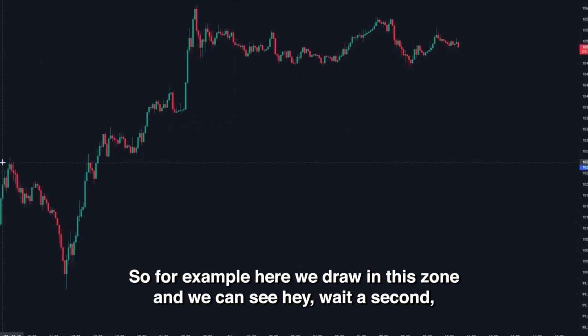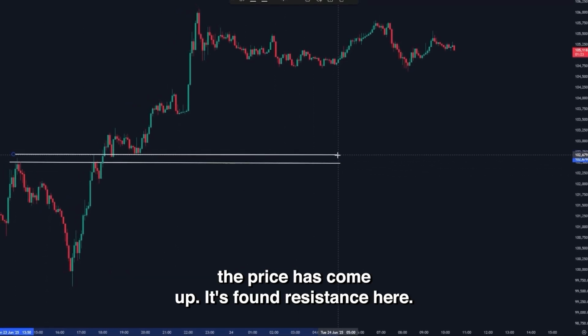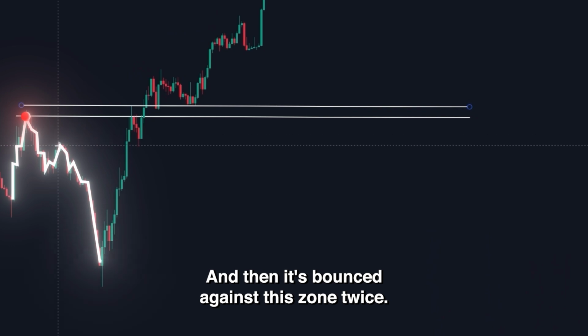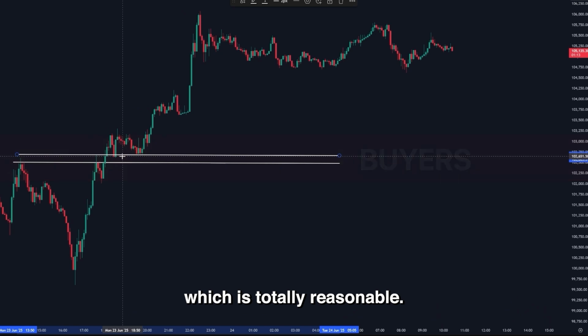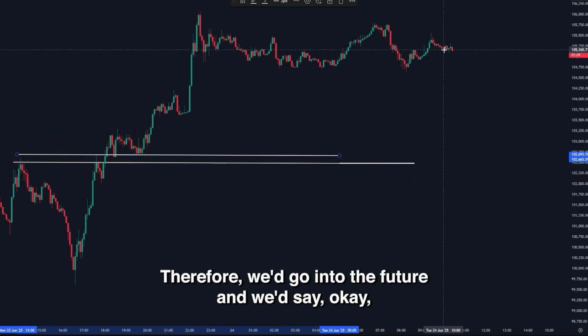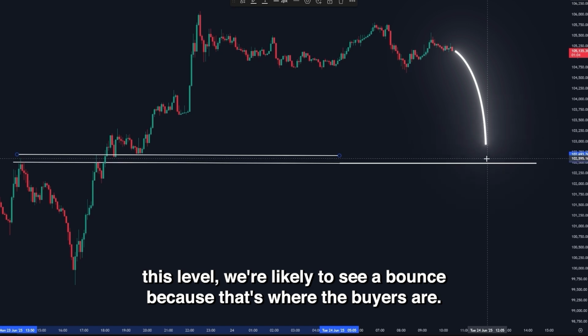So for example here, we draw in this zone and we can say, hey, wait a second. The price has come up, it's found resistance here, and then it's bounced against this zone twice. And this means buyers were interested in the price at this level, which is totally reasonable. Therefore, we'd go into the future and we'd say, okay, when price comes back and revisits this level, we're likely to see a bounce because that's where the buyers are.